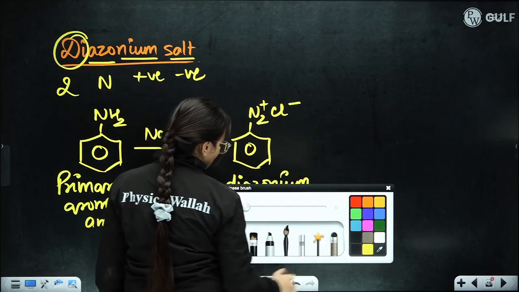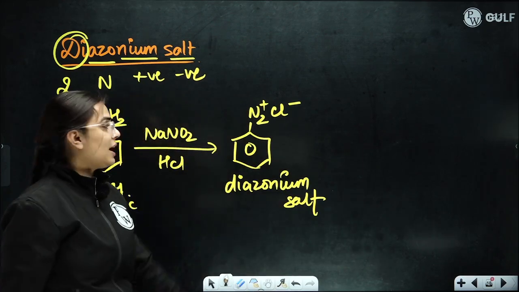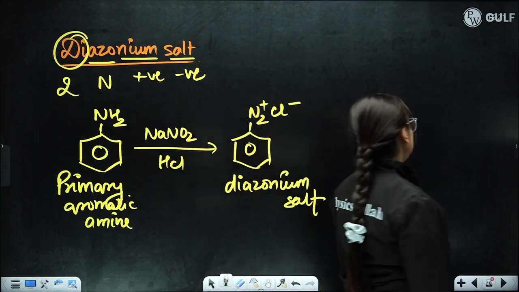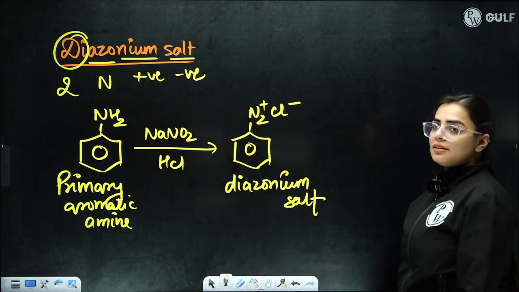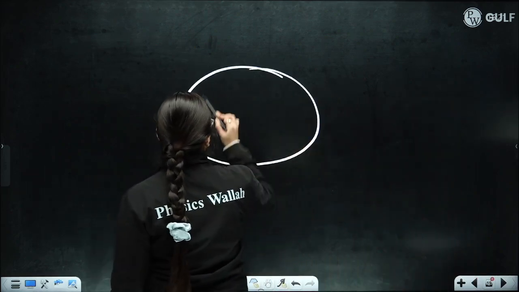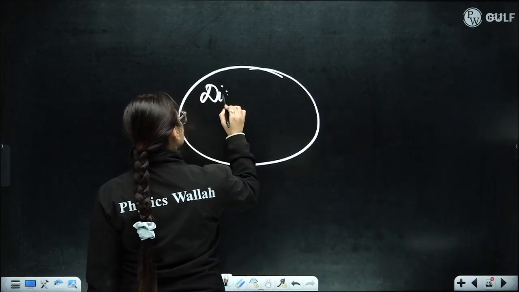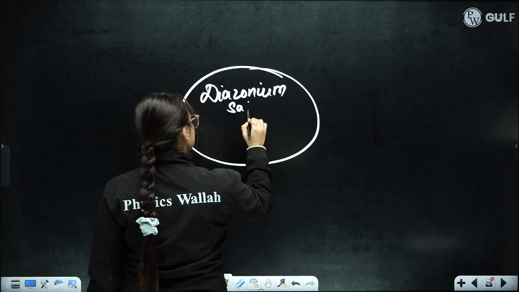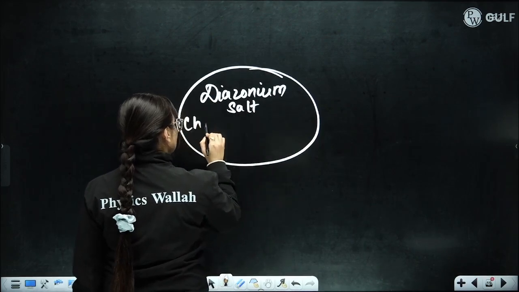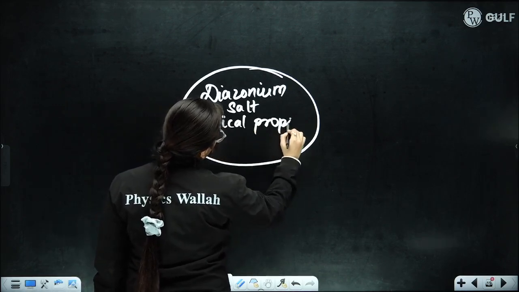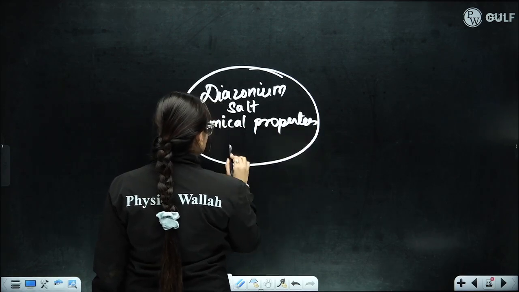N2 positive, Cl negative, this is the diazonium salt. This is the method of preparation. Now let's talk about the chemical properties of diazonium salt.